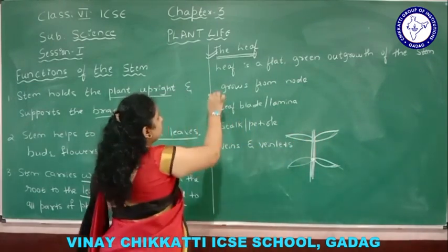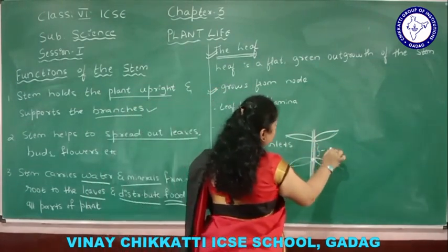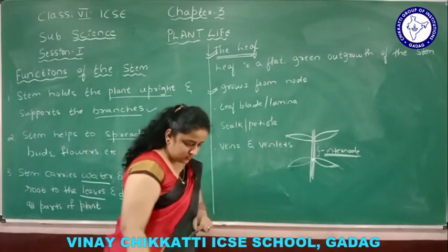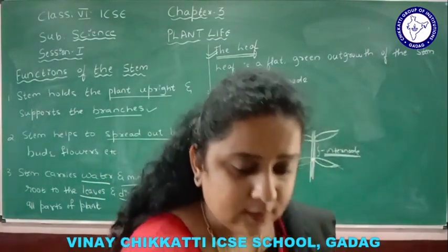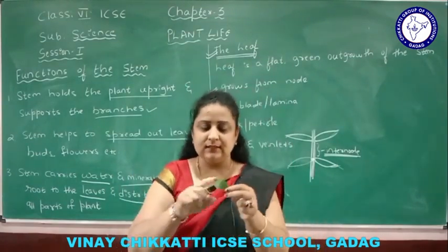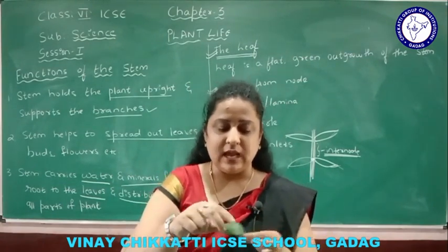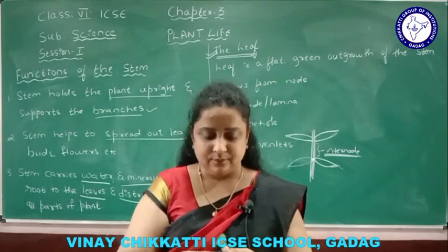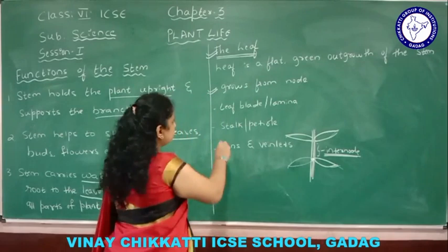Now, from where does the leaf grow? The leaf grows from the node, and this space is called internode. The entire flat portion is called lamina. What is it called? Lamina. Now, for example, you can see here, this part is called leaf blade or lamina, the flat green portion. Now, I am holding the leaf here. This thin portion is called stalk or petiole. The part of the leaf where we hold is called stalk or petiole.